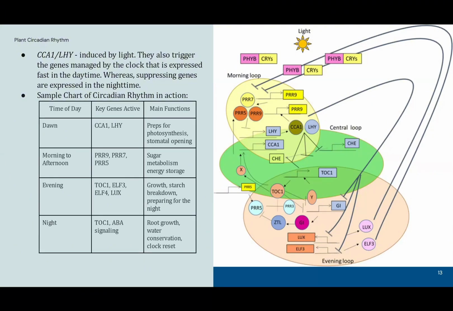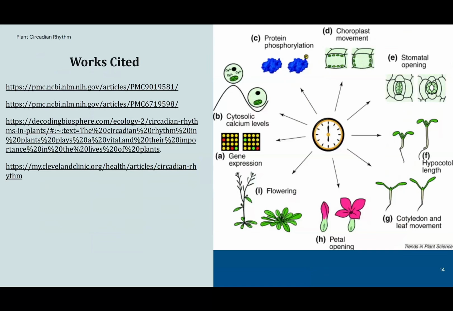This is a sample chart of these genes that we just went over. As you can see, CCA1 and LHY prep for photosynthesis and stomata opening at dawn. From the morning to afternoon, the PRRs go into sugar metabolism and energy storage during the evening. The ELF genes, the early flowering genes, the LUX genes, and the TOC1 genes help the plant grow, break down starch, and prepare for the nighttime. And then once again in the night, TOC1 and ABA signaling is active. This is where you see root growth, water conservation, and the clock resets to do it all again in the morning.